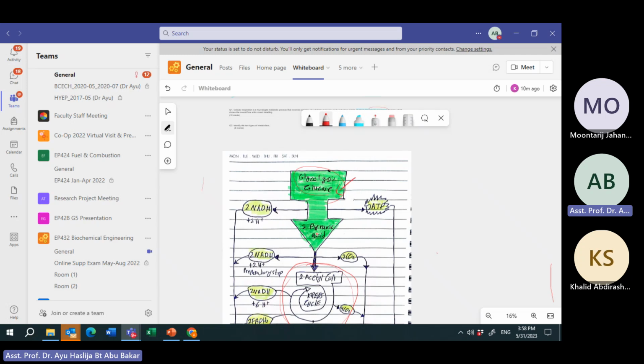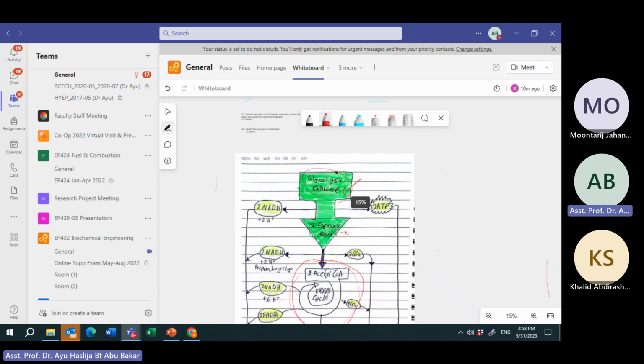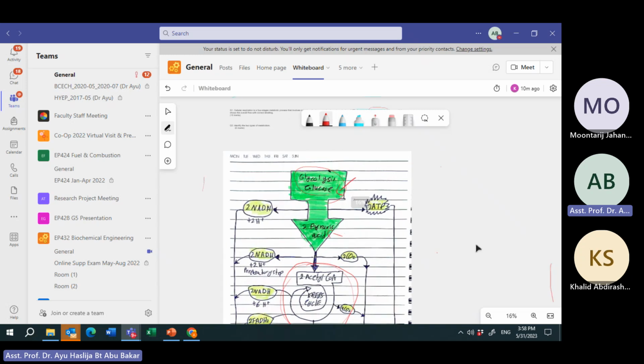Then proceed to pyruvic acid or pyruvate. Okay, then it involves the release of NADH.